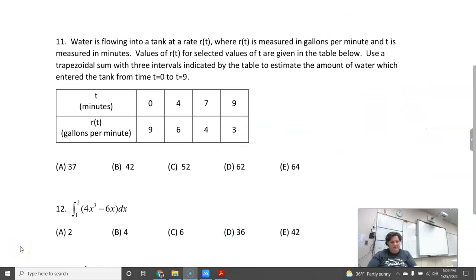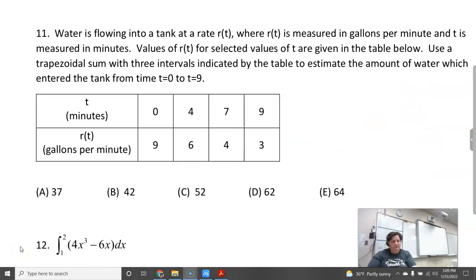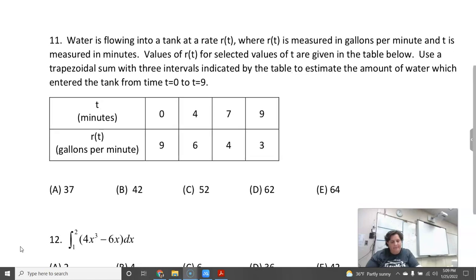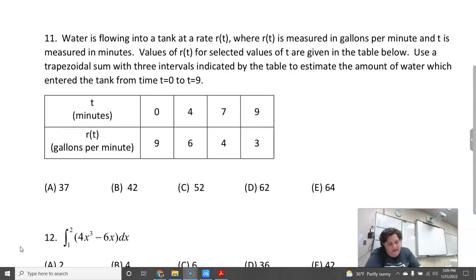All right. Nice. Here we go. Yay, a table. All right. Water is flowing into the tank at a rate of R, where R is measured in gallons per minute. T is measured in minutes. Values of R are given in the table below. Use a, this is really the only word that I needed in that whole thing, trapezoidal sum with 3 intervals, indicated by the table to estimate the amount of water which entered the tank from 0 to 9.